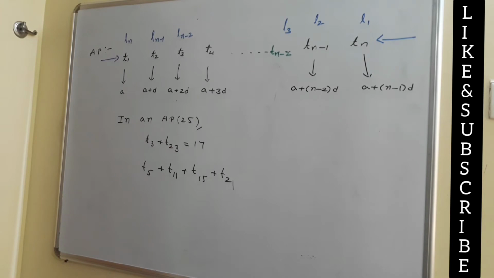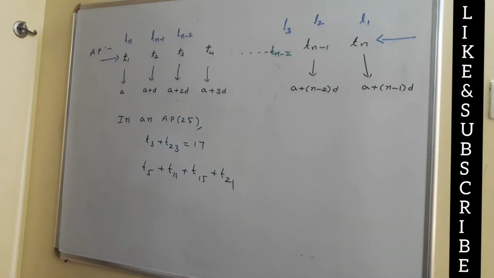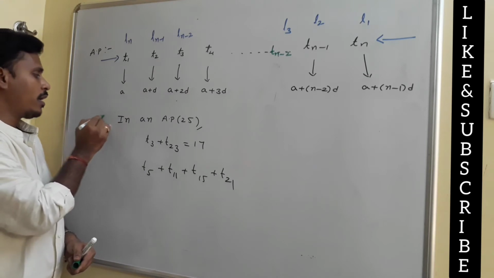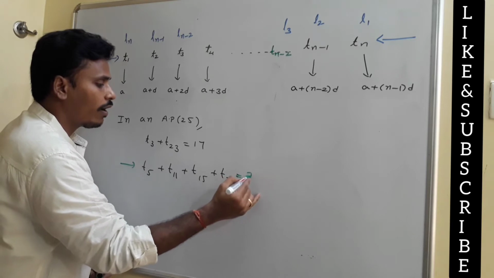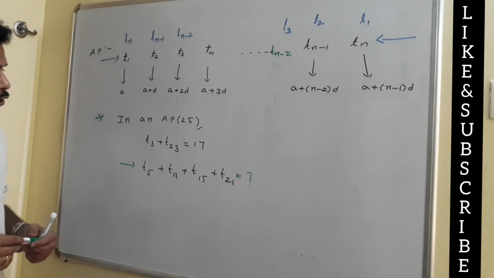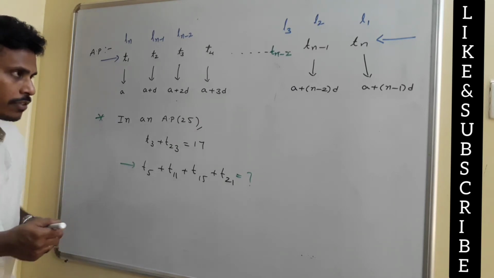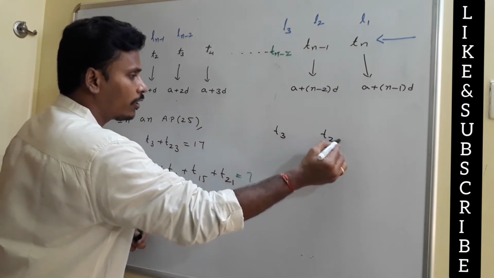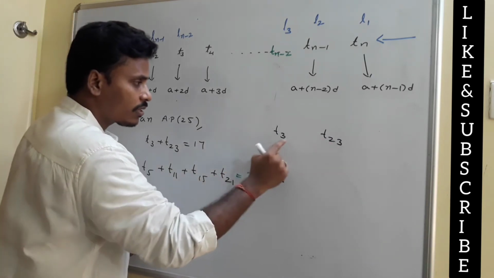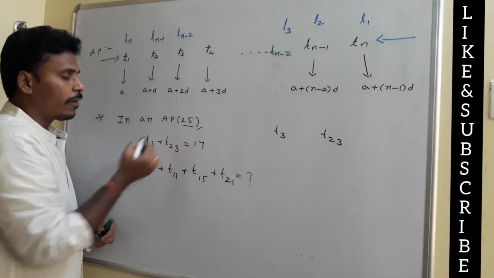Look at a problem on the board. There is an arithmetic progression with 25 terms. In that arithmetic progression, T3 plus T23 is given as 17, right? And you need to find the value of T5 plus T11 plus T15 plus T21. What do you say about this? Since there are 25 terms in the arithmetic progression, think of T3 and T23. If you add these suffixes, 3 and 23, the summation is 26. That is equal to n plus 1.